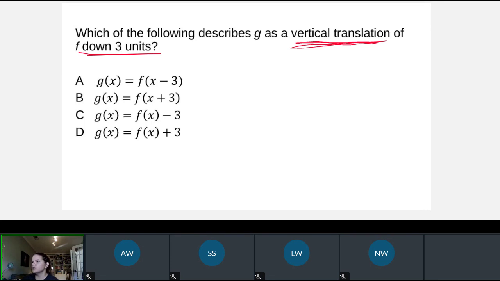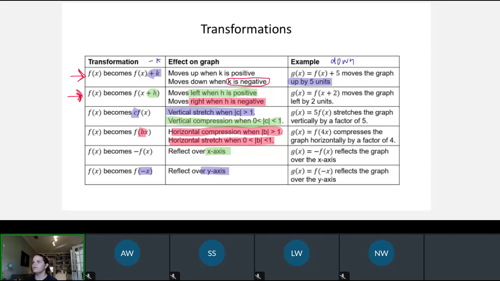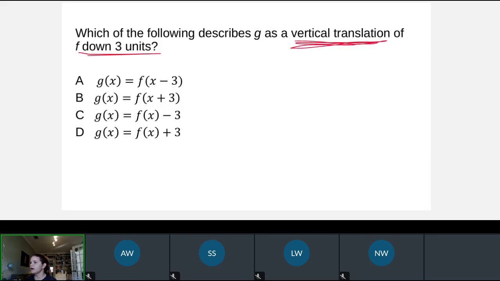So go back to your rules. Okay, I'm going to click back real quick. I think I can while this stays up. We want a vertical translation. Okay, so we're going down 3. Okay, so look at your top one. This happens, it moves down when we subtract k on the outside or subtract a number on the outside of our parentheses. Okay, so if you need to change your answer, go ahead. Can we get more than 6 people to answer? Okay, we're wanting to move it down 3, so we're going to subtract 3 on the outside of the parentheses.